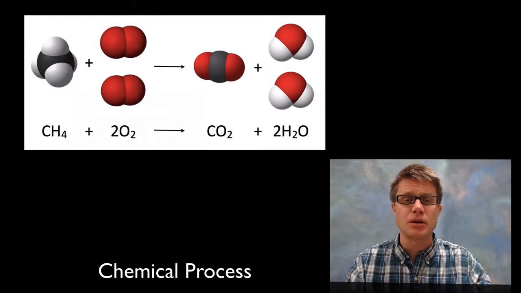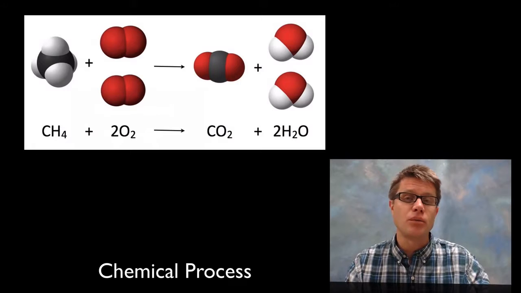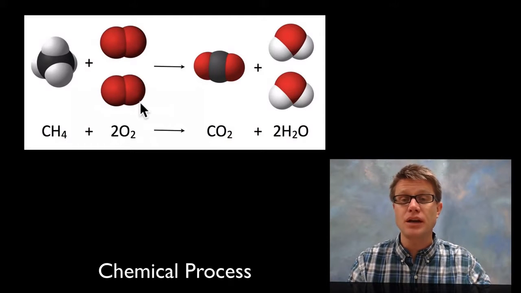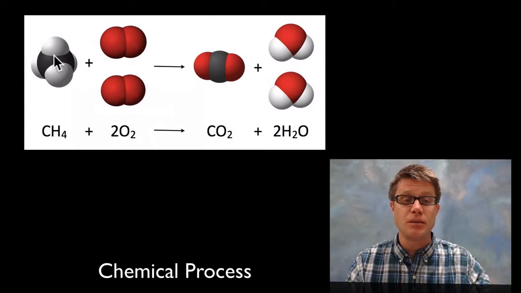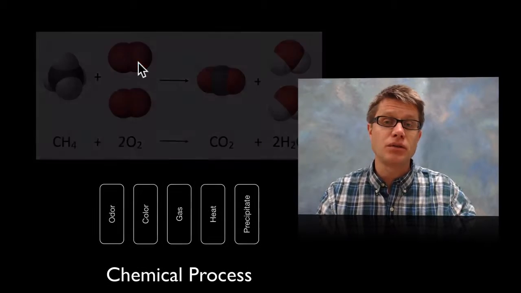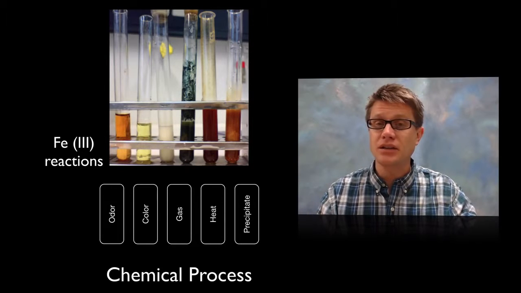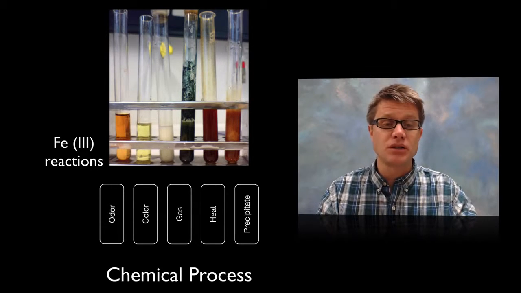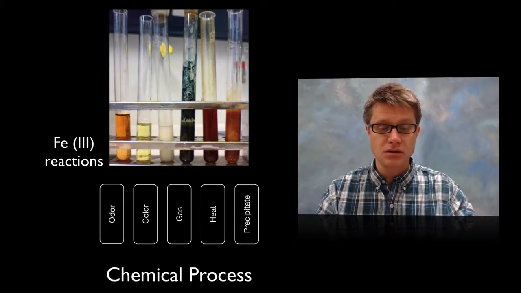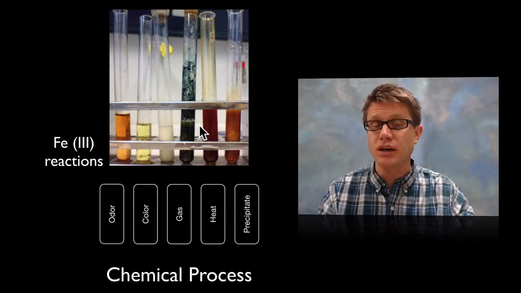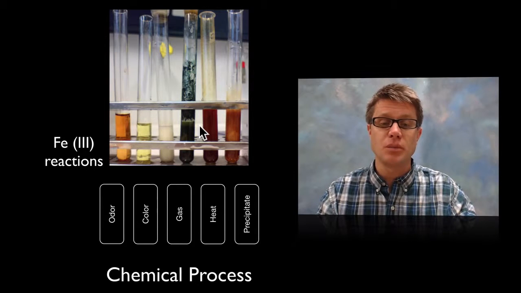And so let's start with a chemical process. In a chemical process, we're breaking those bonds. And so in the combustion of methane, we're combining it with oxygen, and you can see here that we're breaking those covalent bonds. We're breaking the bonds between the carbon and the hydrogen and oxygen itself. And so that's going to usually end up in producing changes in color, odor, gas, heat, maybe precipitate. This is a bunch of iron(III) reactions, and you can just see the remnants of all of these in these reactions itself. You can see that we're breaking those bonds and then reforming those bonds again.